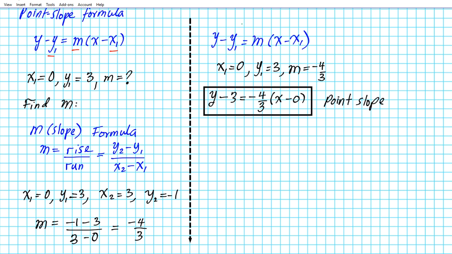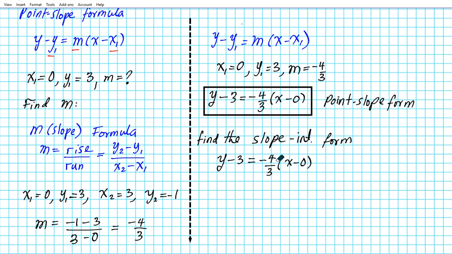Okay, so this is the point-slope form. The question asks us to find the slope-intercept form, so we're going to proceed to do that. Next, we want to find the slope-intercept form. Now to do that, we are going to just rewrite the point-slope form with y isolated. Okay, we'll distribute and isolate y, and that will give us the slope-intercept form.